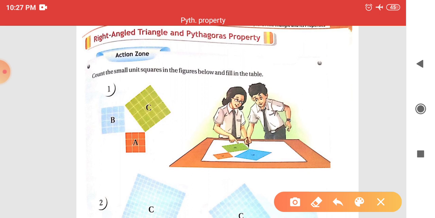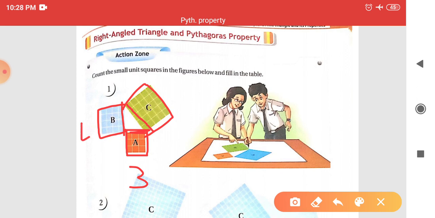We are given a right angle triangle, and on the sides of the right angle triangle we have drawn squares. Let this side be 3 units, and on this side square A is drawn, and let this side be 4 units and square B is drawn on this side, and let this side be 5 units and square C is drawn on this side. The side of square A is 3, side of square B is 4, and side of square C is 5.